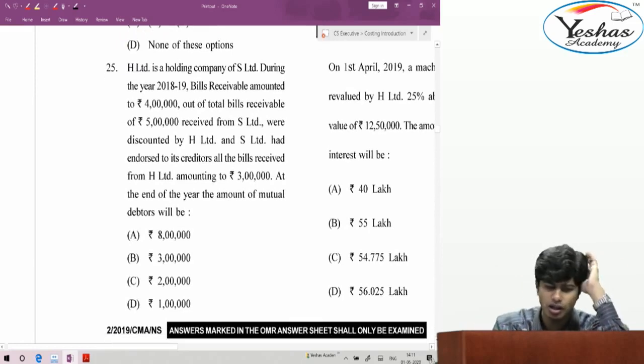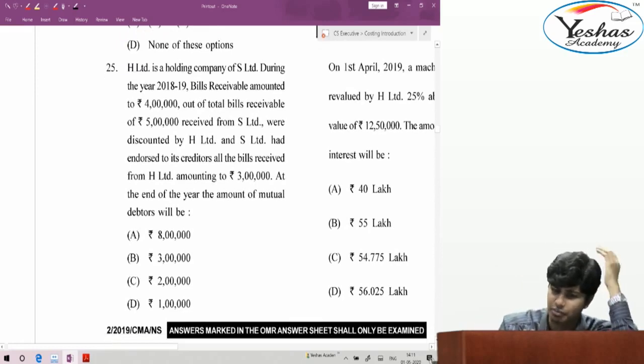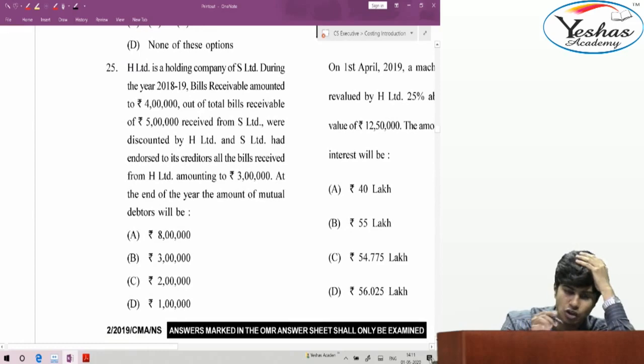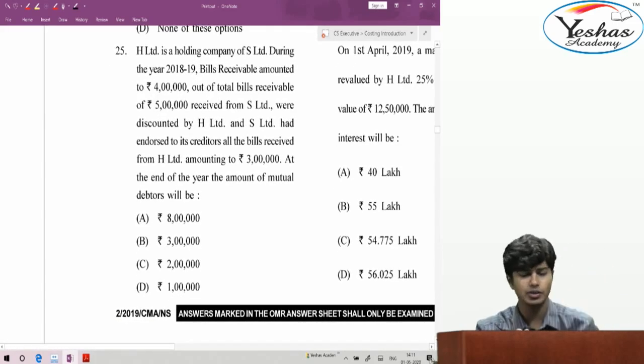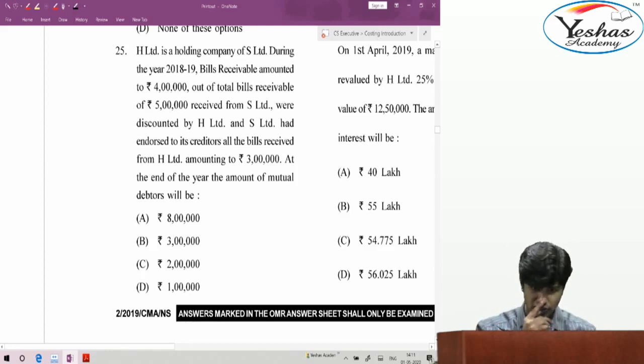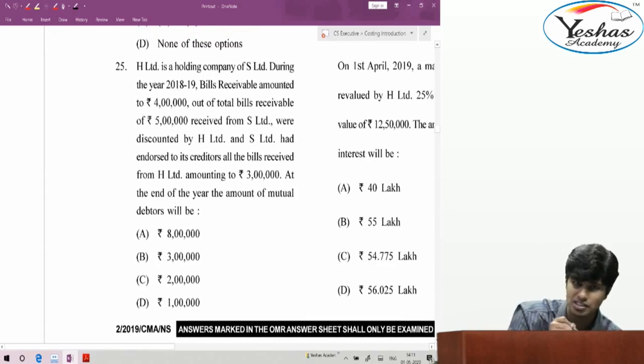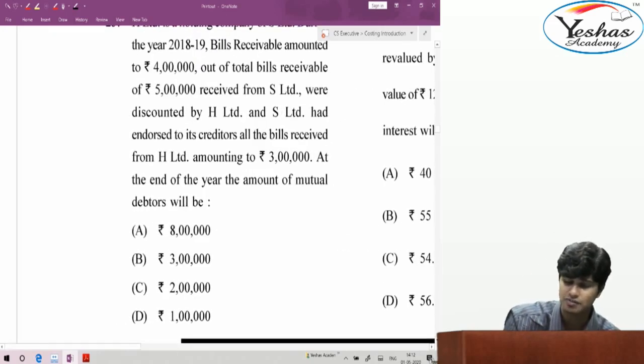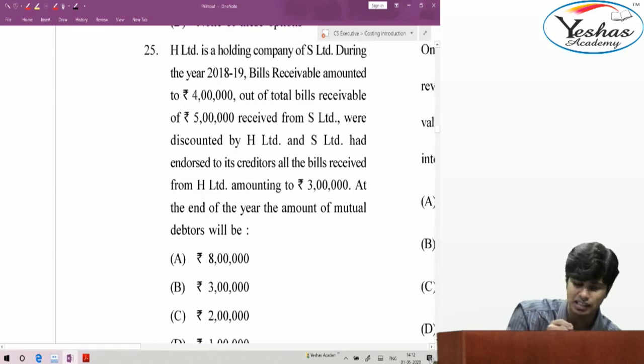What does it talk about? H Limited is a holding company of S Limited. So basically this is a question on consolidation. Great, our favorite chapter. During the year 2018, bills receivable amounted to rupees 4 lakh. Out of bills receivable of 5 lakh received from H Limited. So let us break this down in bits and pieces. Let us not read the entire question and make ourselves confused about this. So let's read a little and then write a little.